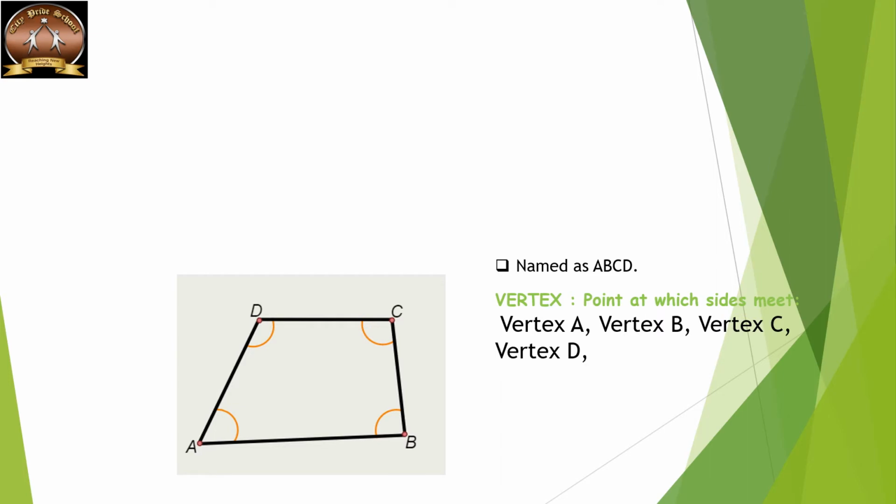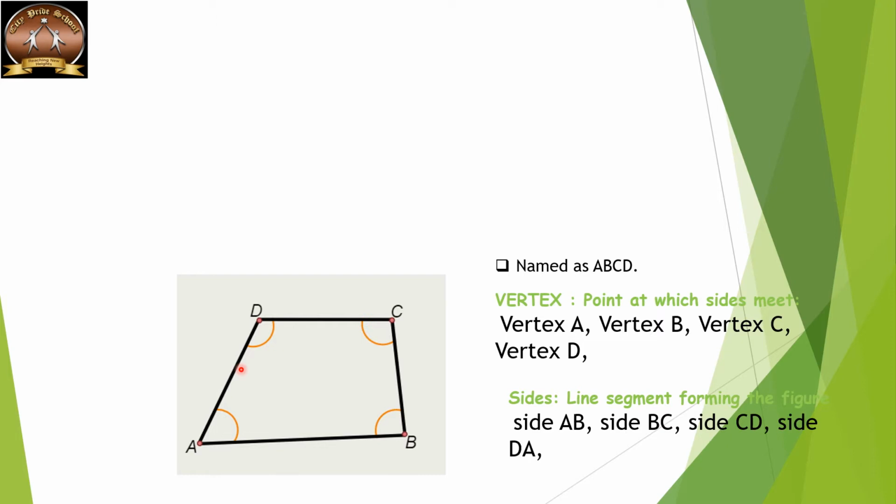Line segment AB, line segment BC, line segment CD and line segment DA are the sides of this quadrilateral, the line segments which form this quadrilateral. So side AB, side BC, side CD and side AD. There are two pairs of opposite sides in this figure. AB and CD are opposite sides of this quadrilateral. AD and BC form another pair of opposite sides.